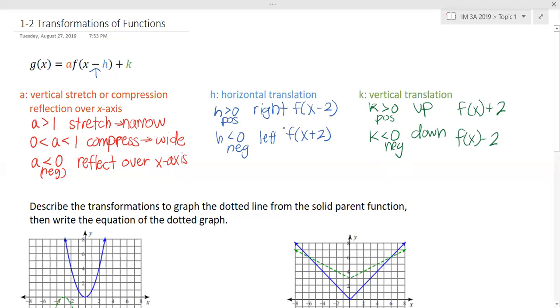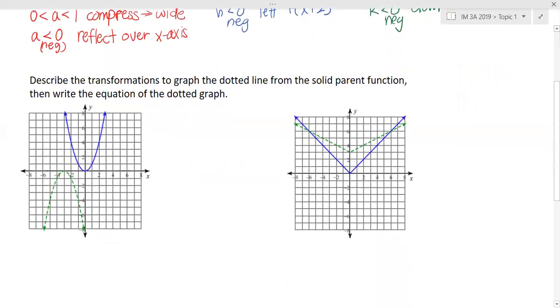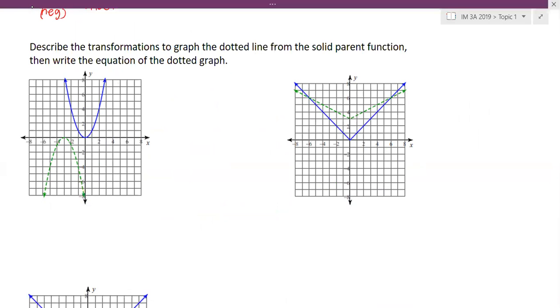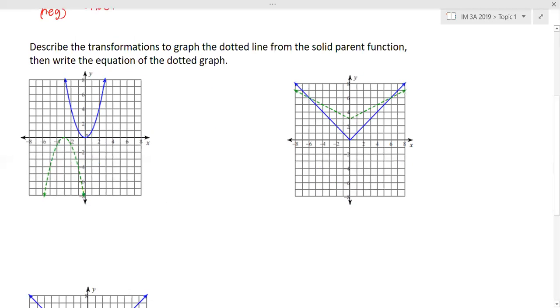So then if we are solving problems, we want to think about that. So we're going to start with visuals. For our first example, we're going to compare our parent function, which is the solid blue line, to the dotted green line and verbally describe those transformations and then translate that back to an equation. The first thing that we need to notice is that our parent function for this is a parabola. And so that means that f of x is equal to x squared.